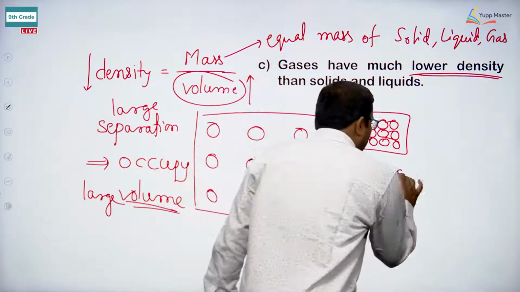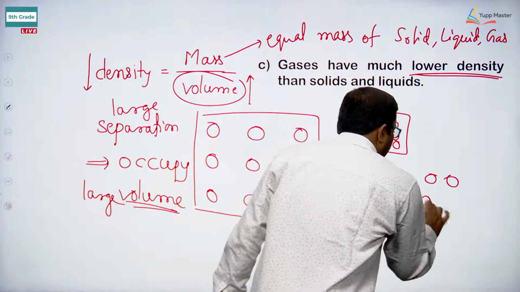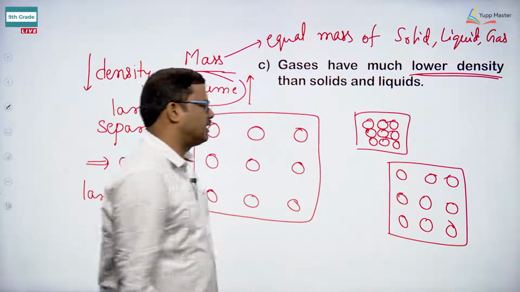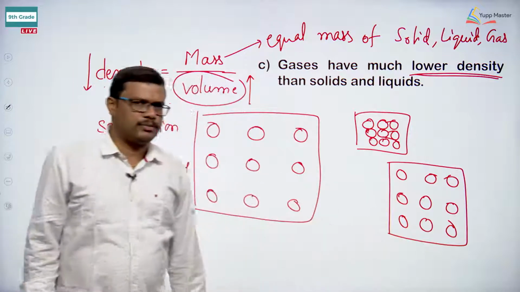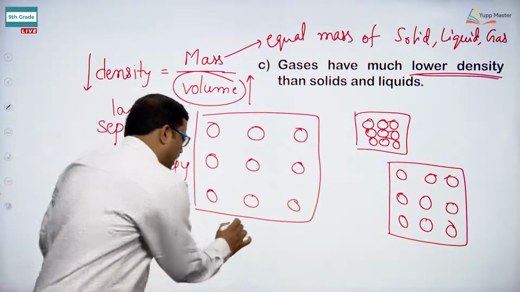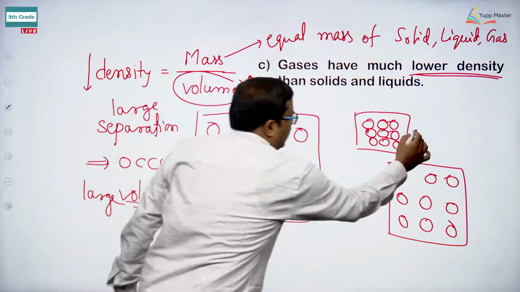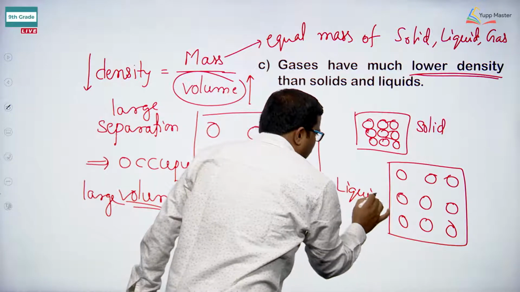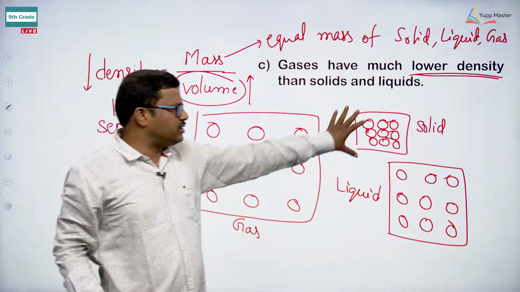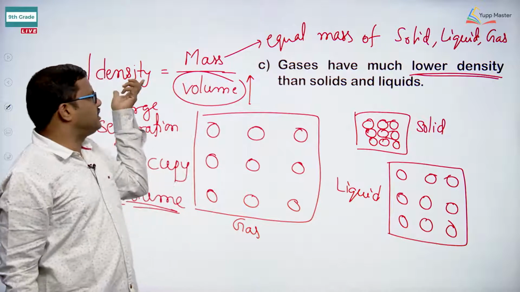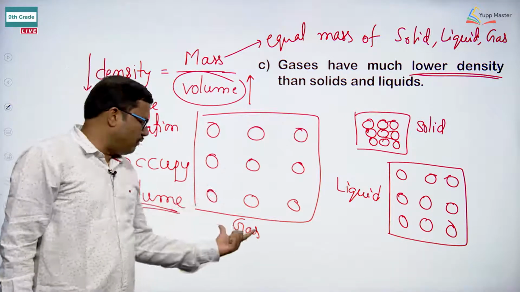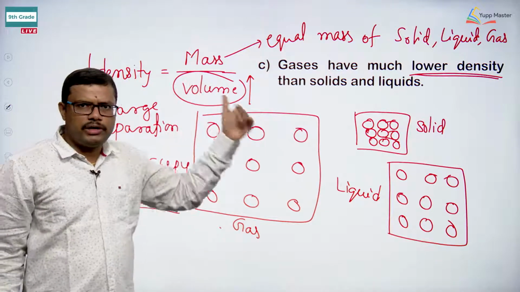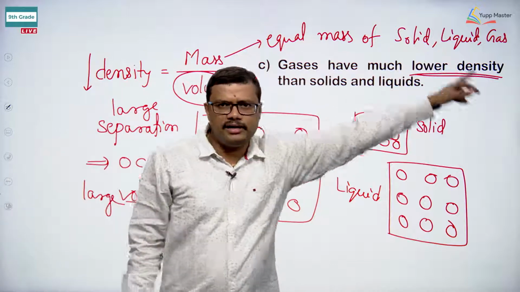And in the case of liquid, the separation between the atoms is intermediate. With respect to solids and gases, the liquid is going to occupy this much volume. So, this is the volume of a gas, this is the volume of a solid, and this is the volume of a liquid. If you observe clearly, the volume occupied by the solid is very small. When the volume is small, density will be more. And the volume of the gas is larger, and therefore the density is going to decrease when we are taking equal masses of solid, liquid and gas.